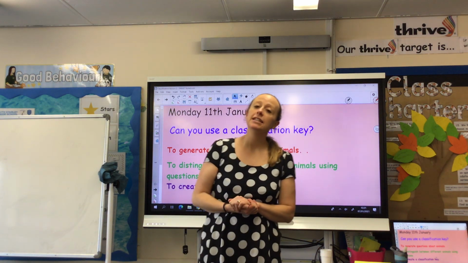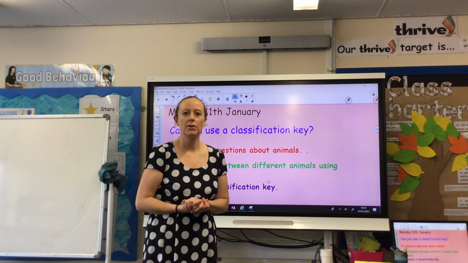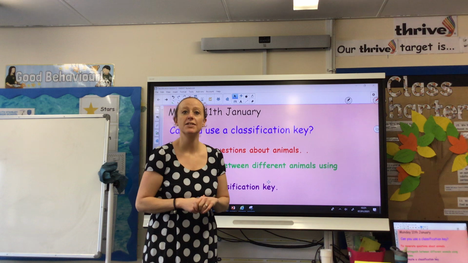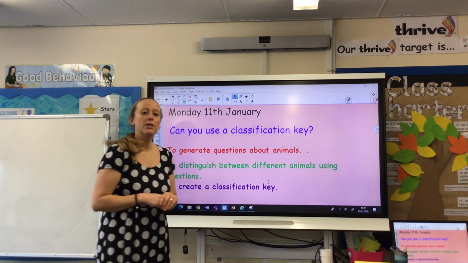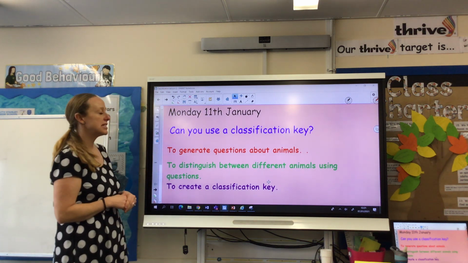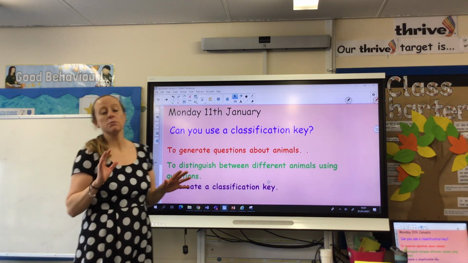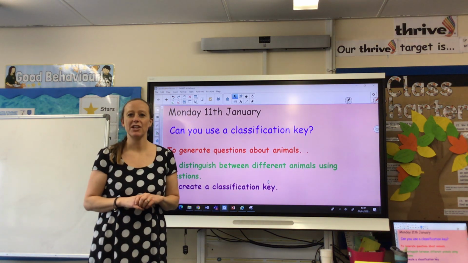And this lesson is your science lesson for Monday the 11th of January. Okay, so this is a follow-on to the lesson that you did last week with me on the different types of animals. This is, can you use a classification key? Okay, so you're going to generate questions about animals. You're going to distinguish between different animals by using questions, and you're going to create a classification key.